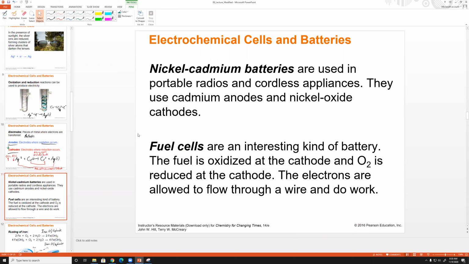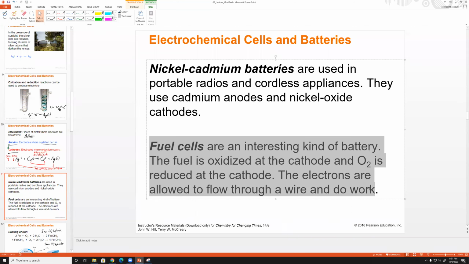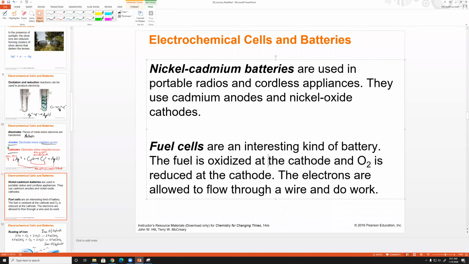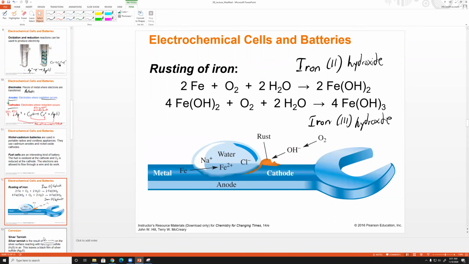So some more examples. You have batteries, where you have nickel and cadmium acting as the anode and the cathode rather than silver and copper. Zinc can also be used in these reactions too. Like you have zinc batteries, you have lithium batteries, things like that, but here nickel cadmium. Fuel cells, where you combust things, you can combust fuel. We talked about rusting already.